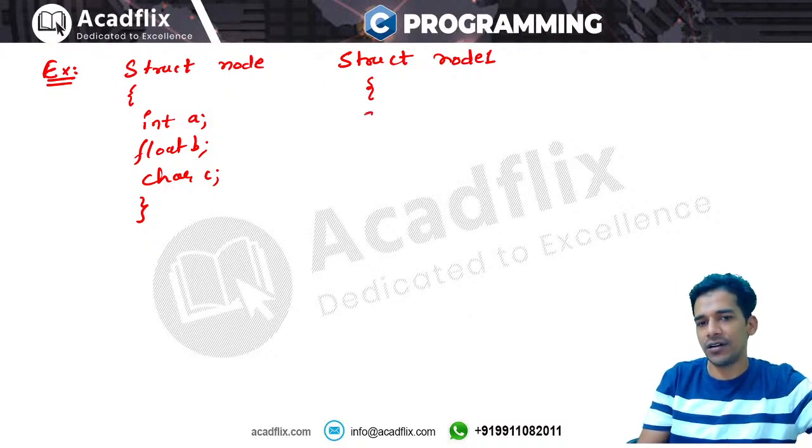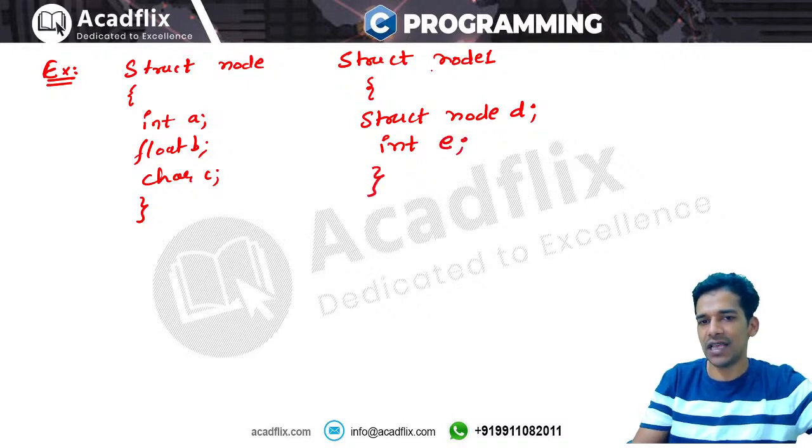I can say struct node d and integer e. So this means that this structure has two members, and one member is itself a structure.